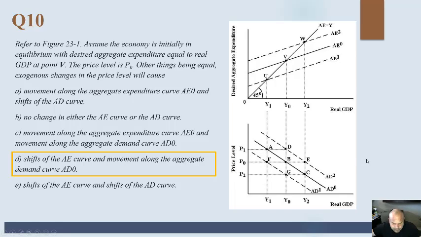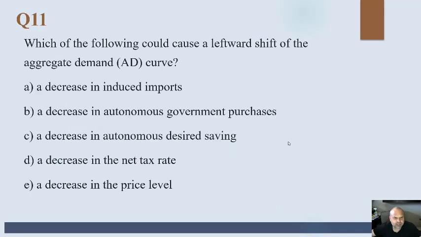Okay, so if you don't fully get this, you should review the slide in the lecture notes for aggregate expenditures that derives the aggregate demand curve. It's the last slide, I believe, in the lectures. Next question, which of the following would cause a leftward shift in the aggregate demand curve? Hit pause. Okay, well, the correct answer is B, a decrease in autonomous government purchases.